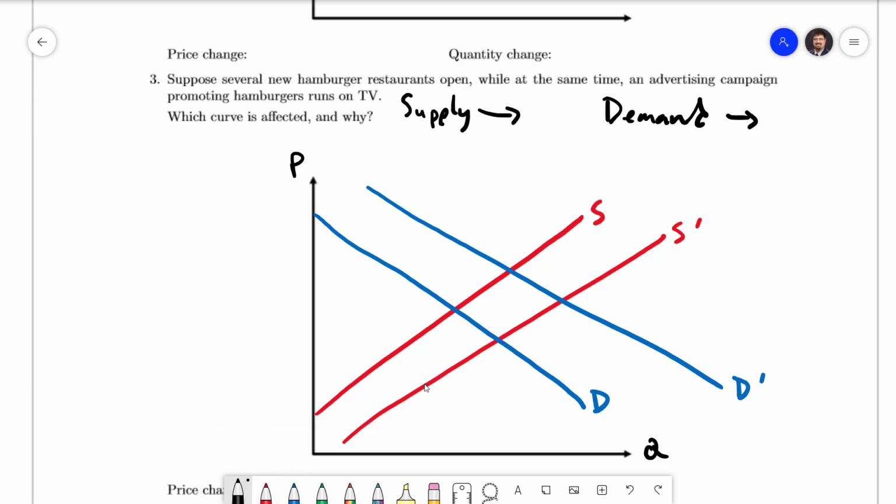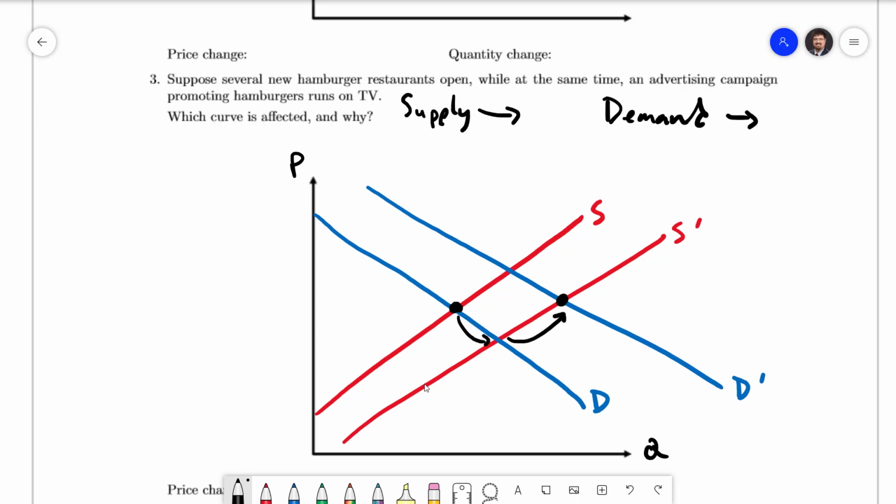Our original equilibrium was right here, and our new one is over here. Since supply and demand shifting to the right both increase quantity, quantity has unambiguously increased. We went from here, over to here, over to here.